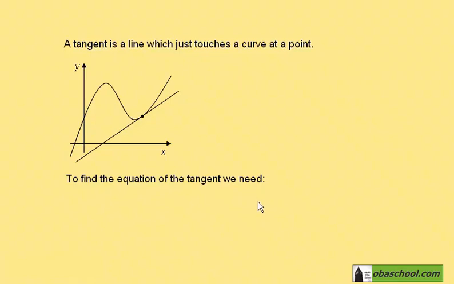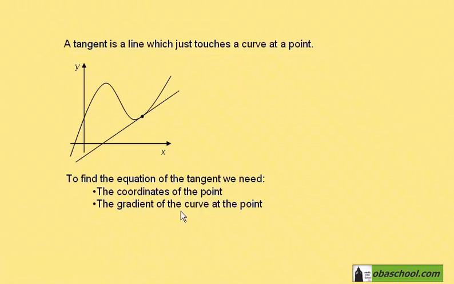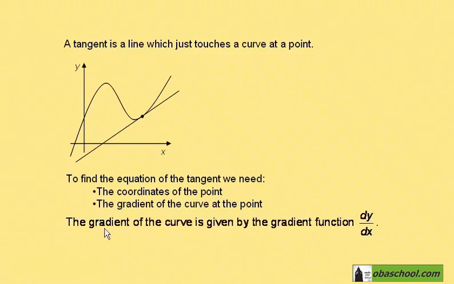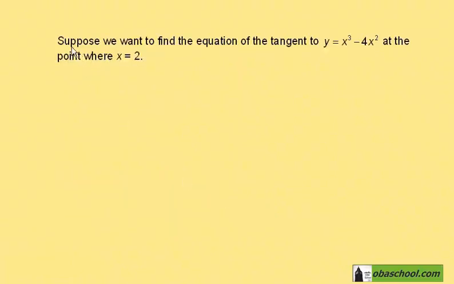To find the equation of the tangent, we need the coordinates of the point and the gradient of the curve at this point. The gradient of the curve is given by the gradient function dy/dx. Suppose we want to find the equation of the tangent to y equals x cubed minus 4x squared at the point where x equals 2.